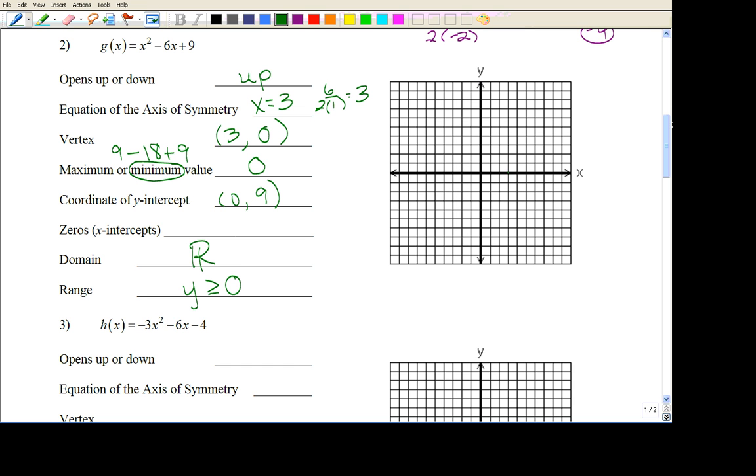So let's graph this. Vertex is at (3, 0). The 1, 3, 5 is multiplied by a, which here happens to be 1, so it stays the same. And we're going to go up. So out 1, up 1, out 1, up 3, out 1, up 5. Make sure that your y-intercept on your graph matches your coordinate of the y-intercept over here, which is (0, 9), and it does. So we're good, and then we'll just connect our points so we have a graph.